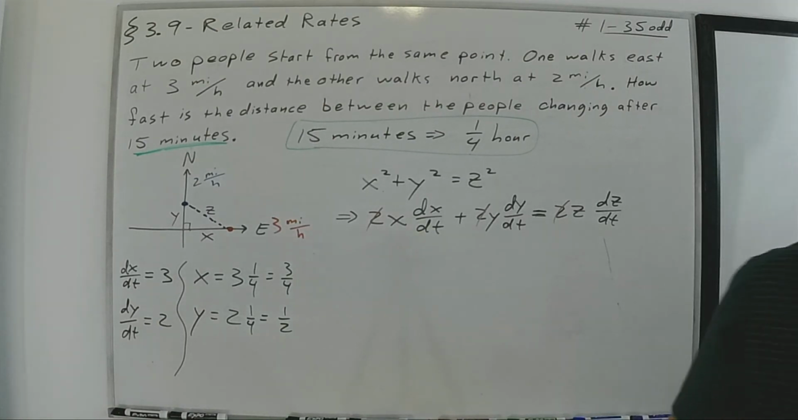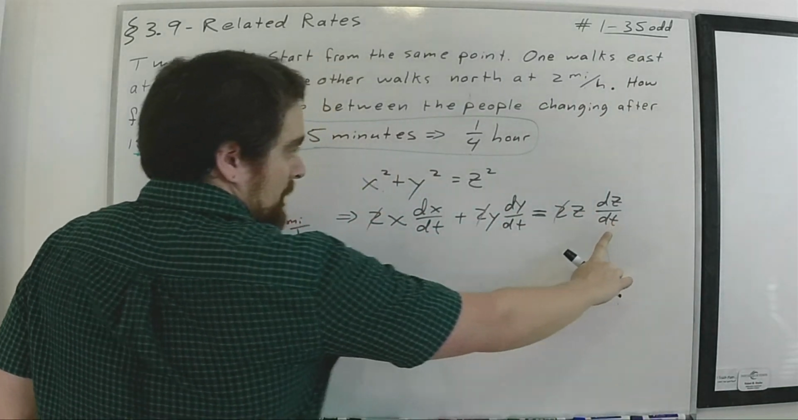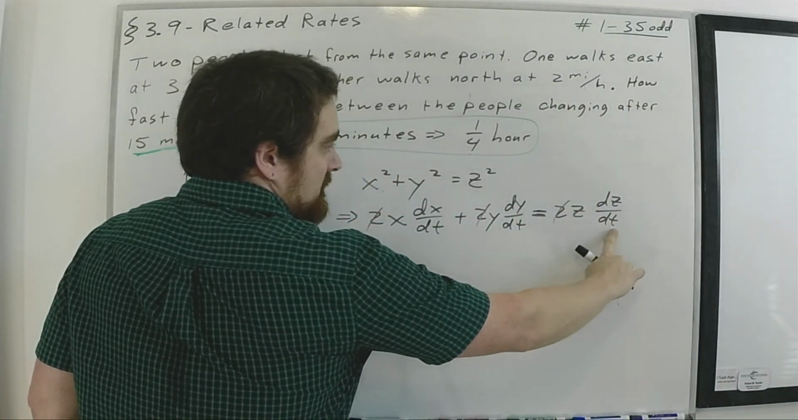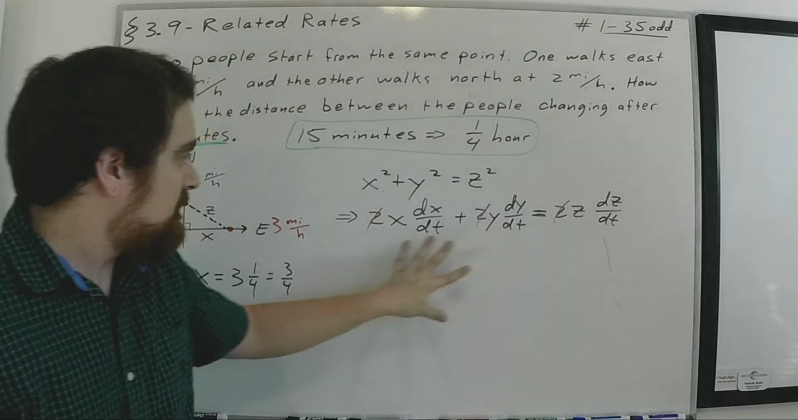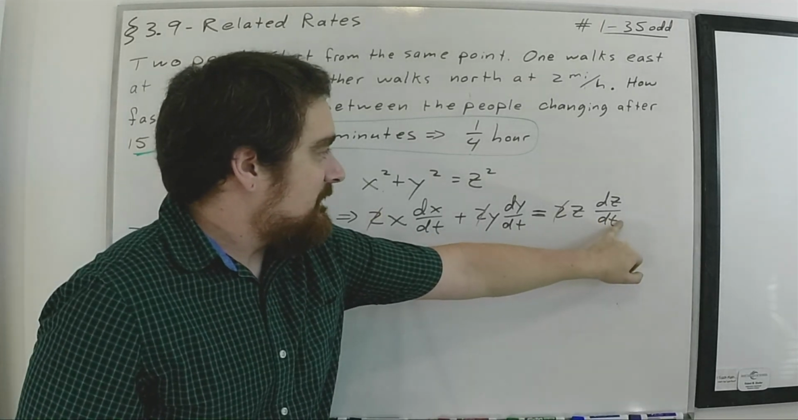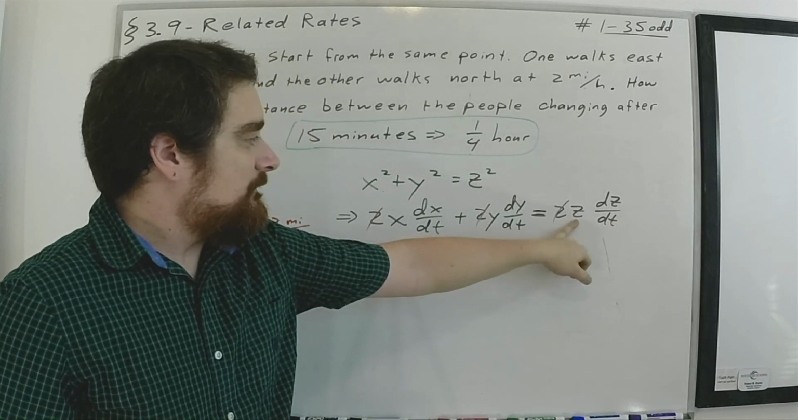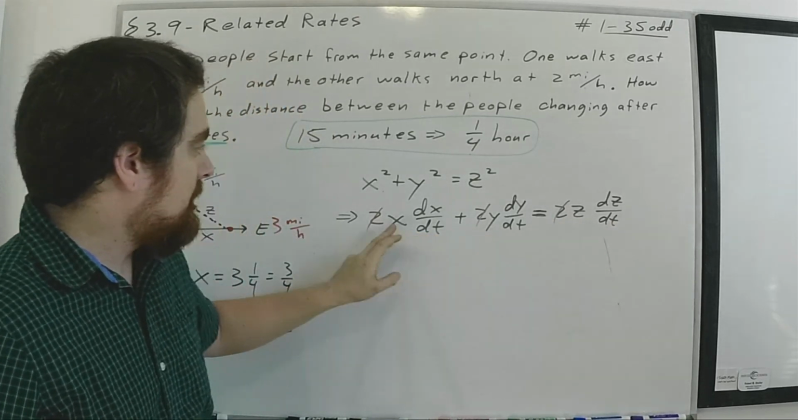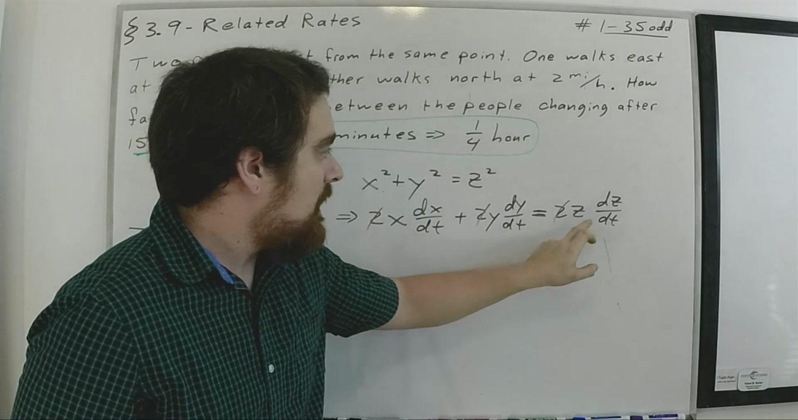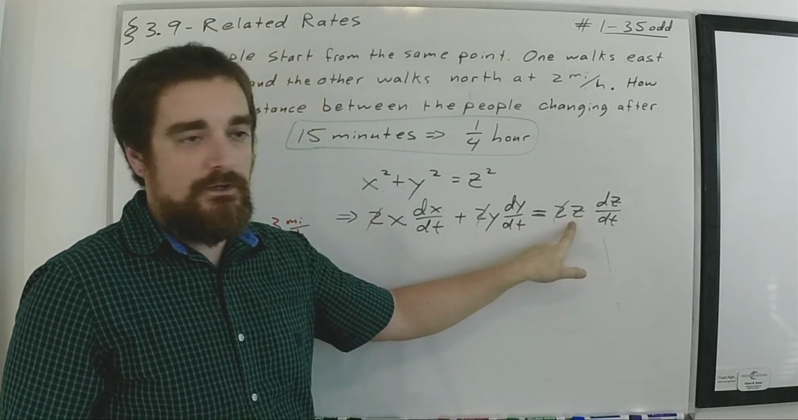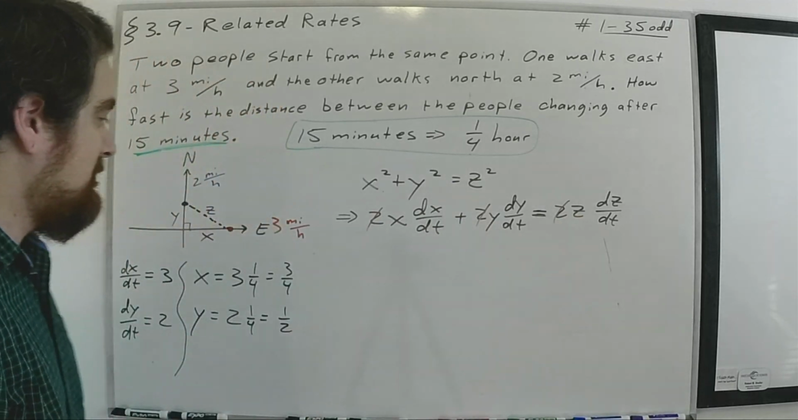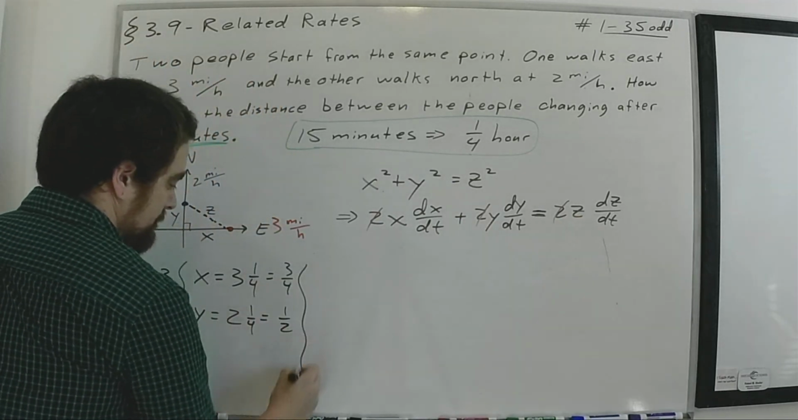But you'll notice the thing we're trying to solve for is the change in the distance, dz/dt. Okay, I have x, I have y, I have dx/dt, I have dy/dt. I need to find dz/dt, but I don't know z. I can plug in, plug in, plug in, plug in, but I can't plug this in to solve this unknown. I'll still have an unknown. So I need to go back and figure out what z is.